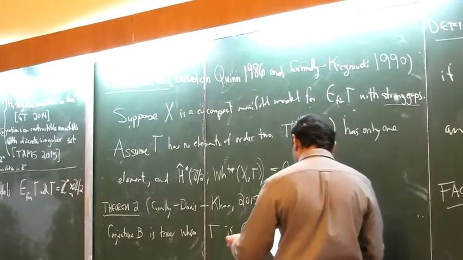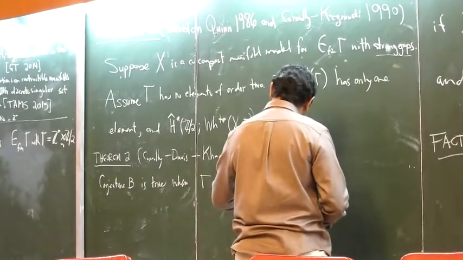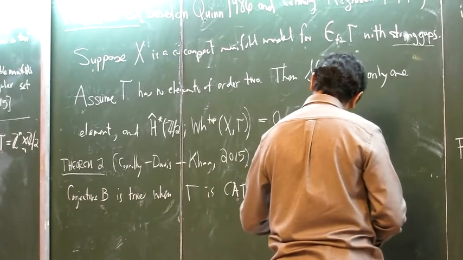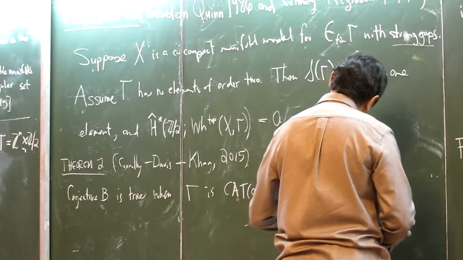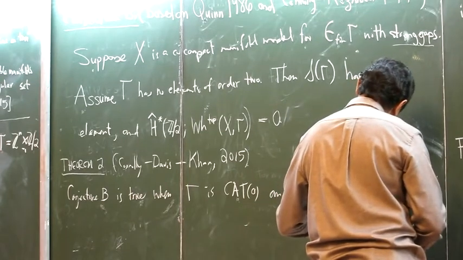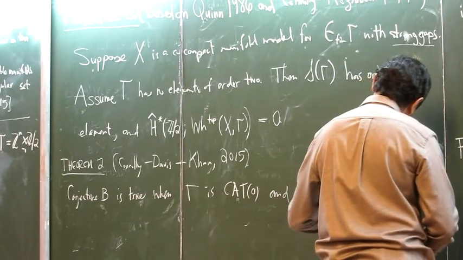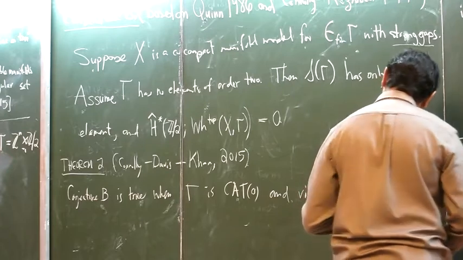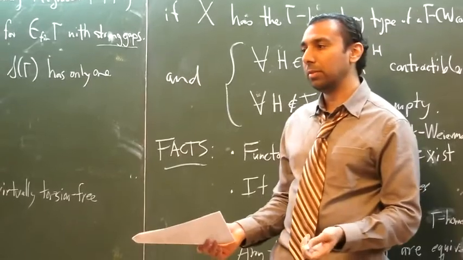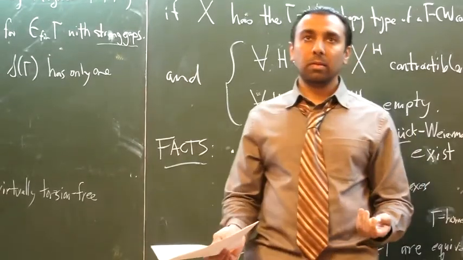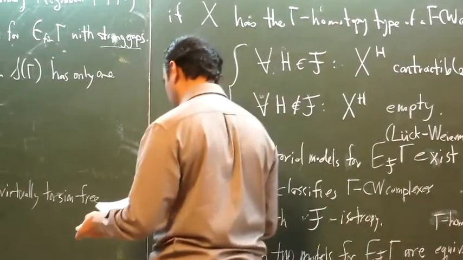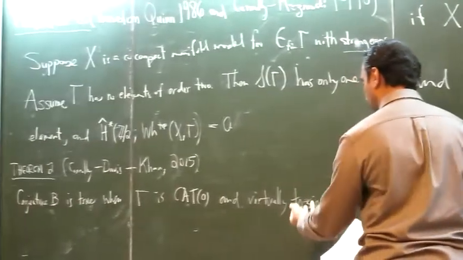So when gamma is CAT(0), and we have some technical things: virtually torsion free. So for example, crystallographic groups are virtually torsion-free. They have a Z to the n power inside as a normal subgroup like that. But in general, we don't know this.